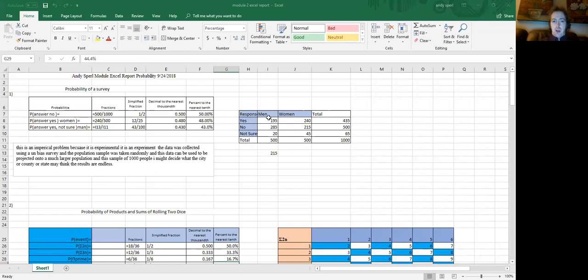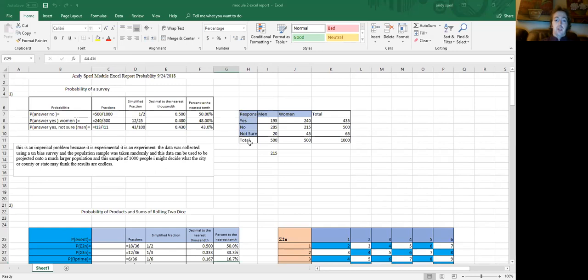Now, for the response from men and women, you have yes from 195 men, 240 yes from women, and the total of all together who said yes is 435. Down here you have a response of no. 285 men said no, 215 women said no, which gives you a total of 500. Now we're going down to the ones that say not sure. Men are 20, women are 45, and all total together 65.